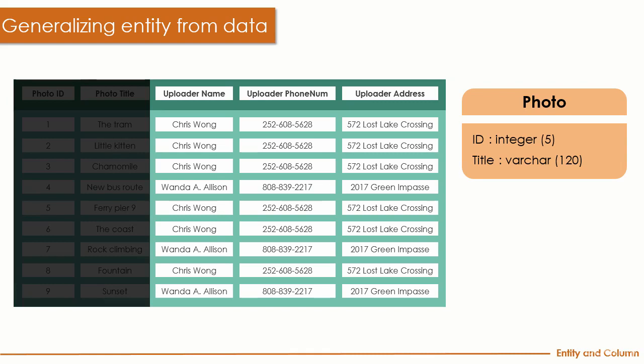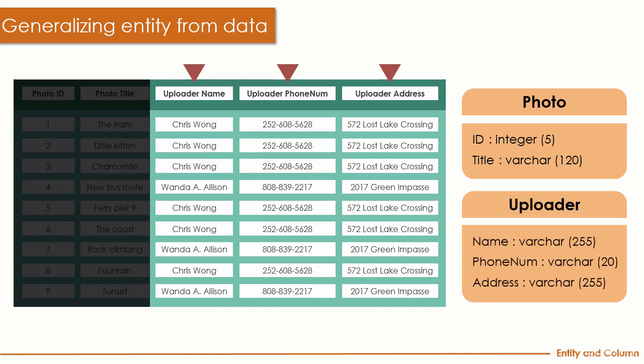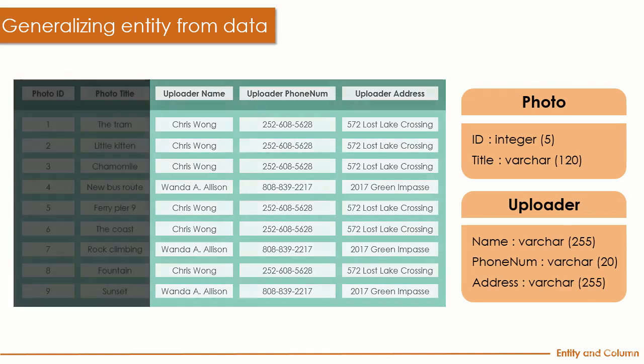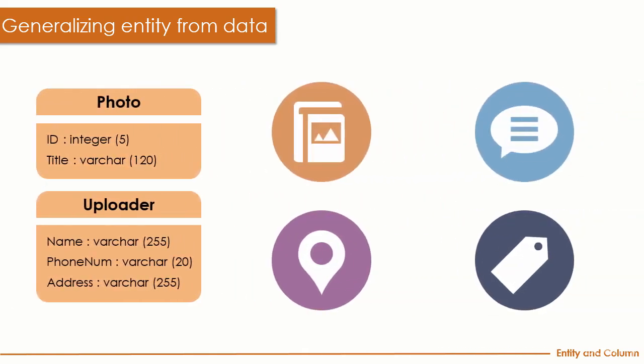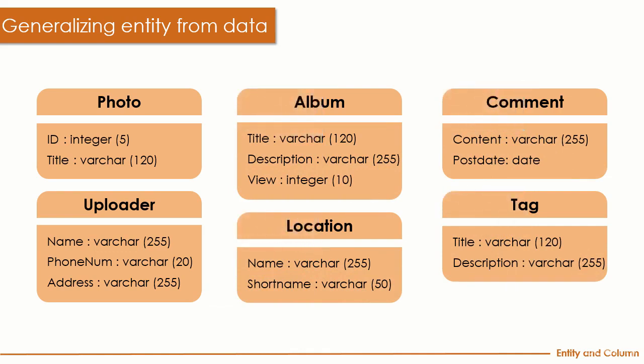Then the right-hand side is the uploader information. We split it into two tables because the uploader will upload more than one photo. We will have another lecture talking about the relationship. Then the uploader table, the uploader entity, is created. Again, each column will become a column of the entity. We just repeat this step to analyze what data will be stored. Then we will create the other entities that store the data in the future when we develop the system.